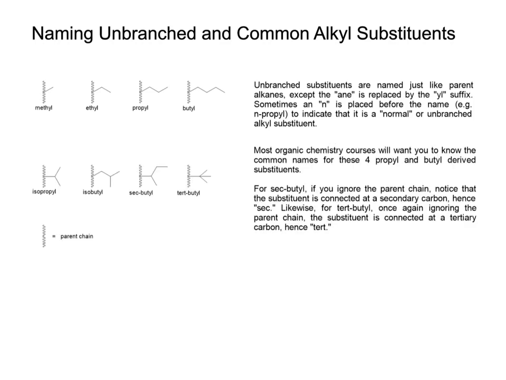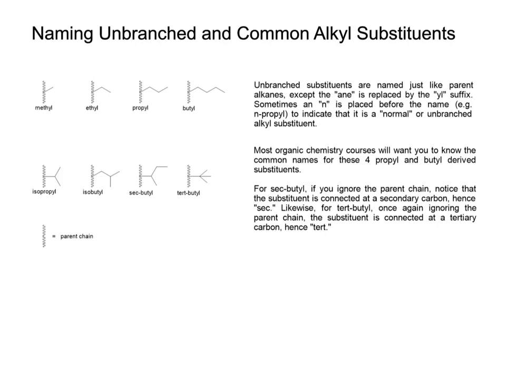Most organic chemistry courses will also want you to know the common names for these propyl and butyl derived substituents on the left. So we can see isopropyl has 3 carbons, but rather than connected all in a row, we're connected at that middle carbon. Then we have isobutyl, sec-butyl, and tert-butyl. You can see all of those have 4 carbons in their chain. For sec-butyl, if you ignore the parent chain, notice that the substituent is connected at a secondary carbon, hence sec. Likewise, for tert-butyl, once again, if we ignore the parent chain, the substituent is connected at a tertiary carbon, hence tert.